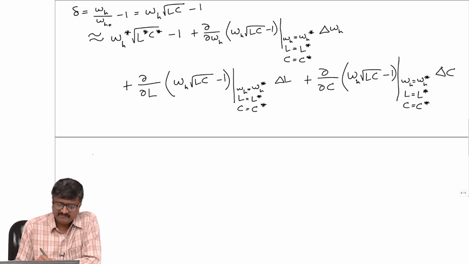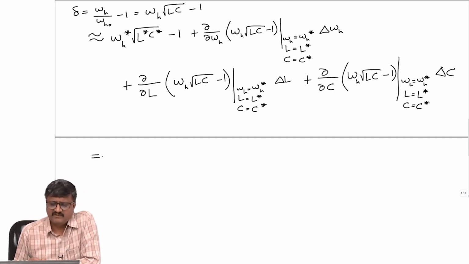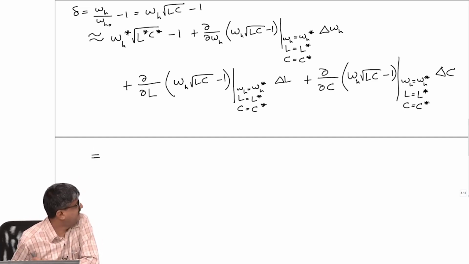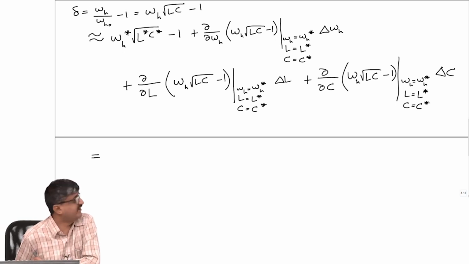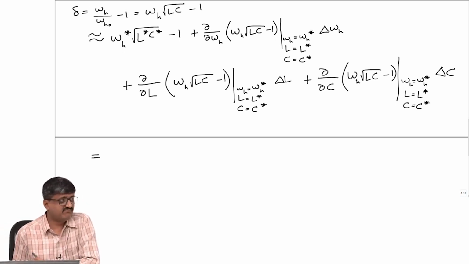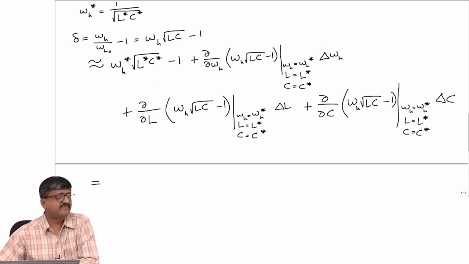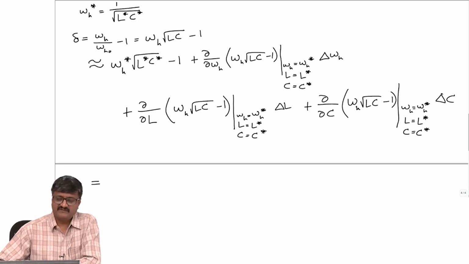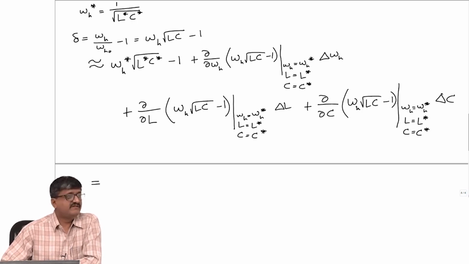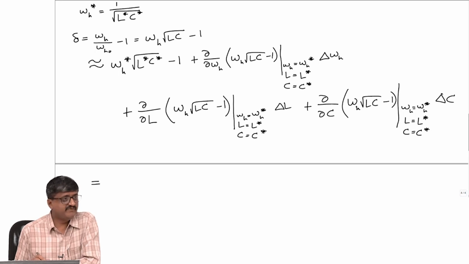So, this is equal to, what is the sum of the first two terms? Omega H star under root L star C star minus 1. It is 0. See, just now we saw that omega H star is 1 by under root L star C star. So, the first two terms in the expression for delta now will be 0.